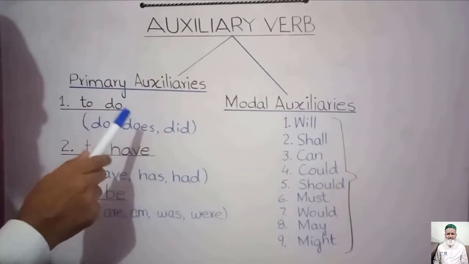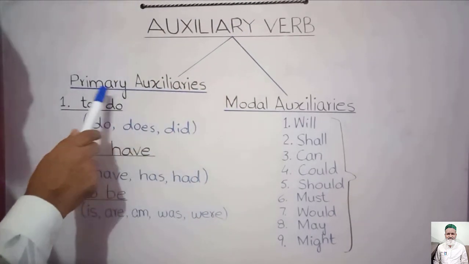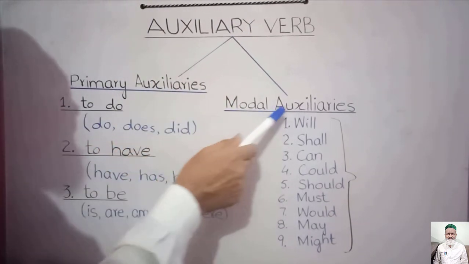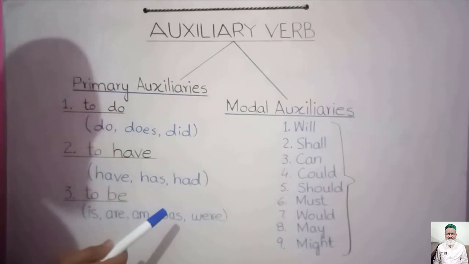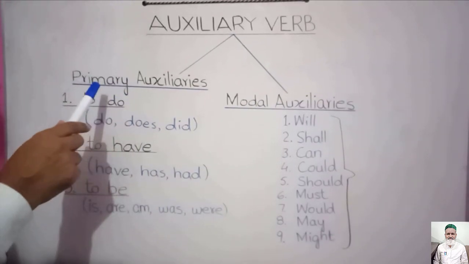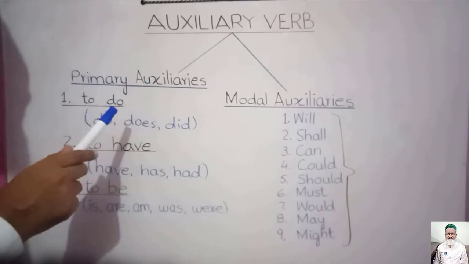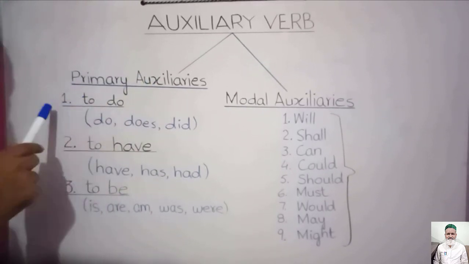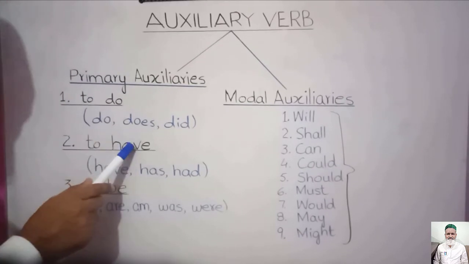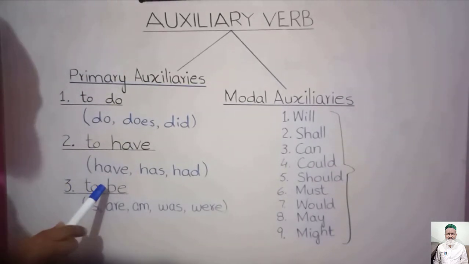Auxiliary verbs are of two types, primary auxiliaries and modal auxiliaries. First we talk about primary auxiliaries. Primary auxiliaries are further divided into three types. First one, to do, to have, and to be.